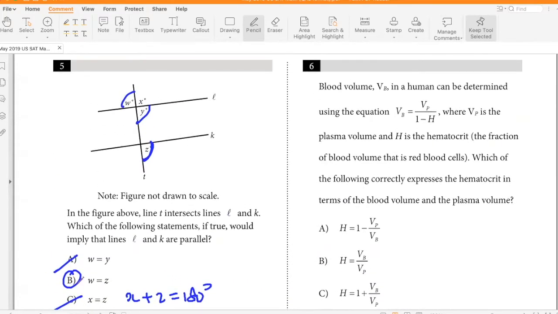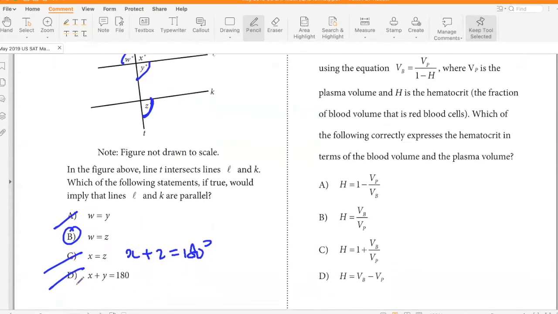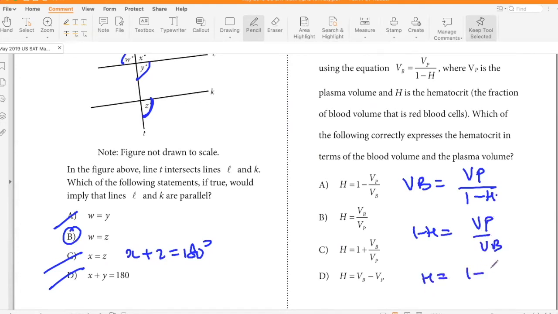Blood volume in a human can be determined using this equation where Vp is the plasma volume and H is the hematocrit. Which of the following expresses the hematocrit in terms of the blood volume and plasma volume? So Vb is Vp by (1 minus H). So 1 minus H is Vp by Vb. So H is 1 minus Vp by Vb. So option A.